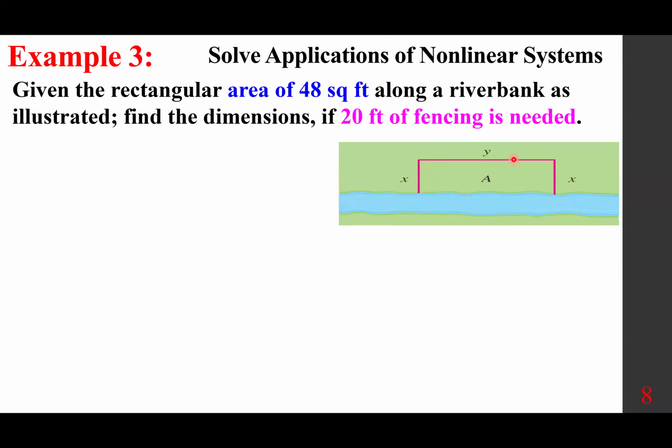The width is X, the length is Y, the area is 48 square feet, X times Y. You have 20 feet of fencing. The perimeter is 2X plus 2Y normally, but this side doesn't need it. Therefore, it's 2X plus Y equals 20.